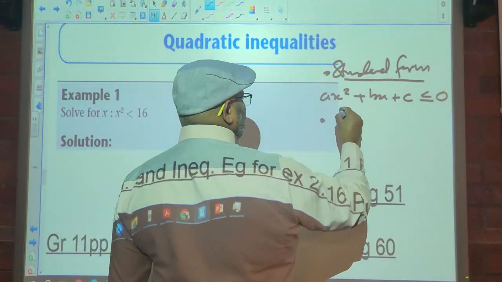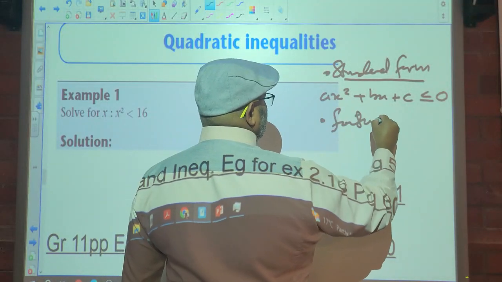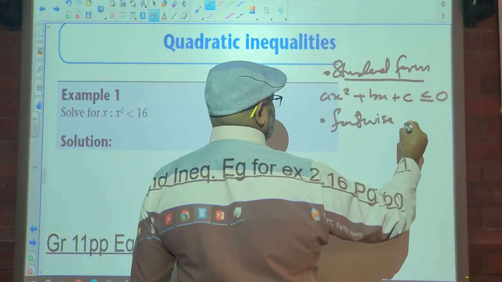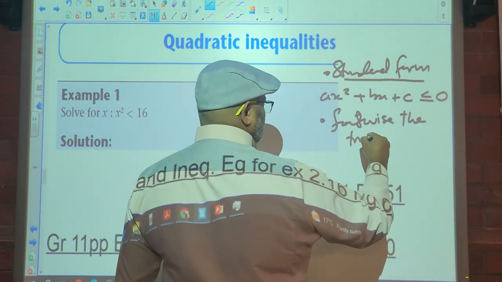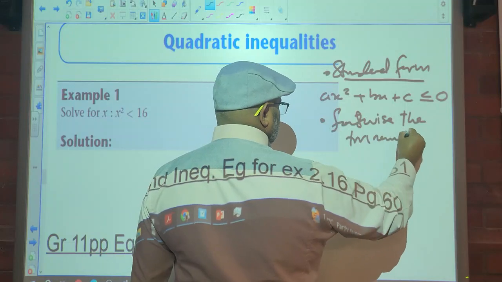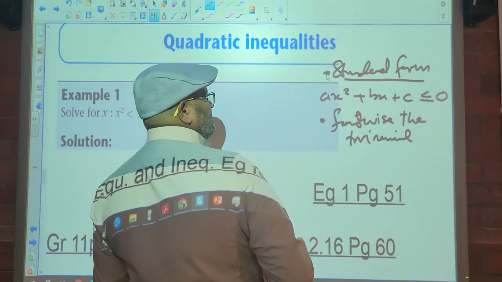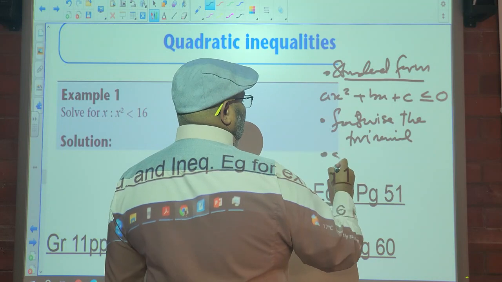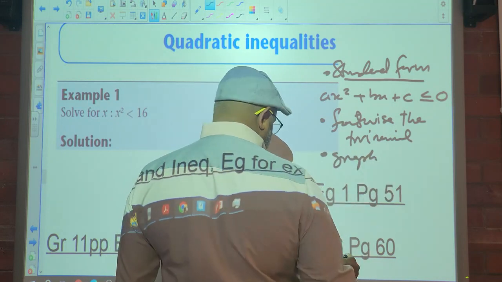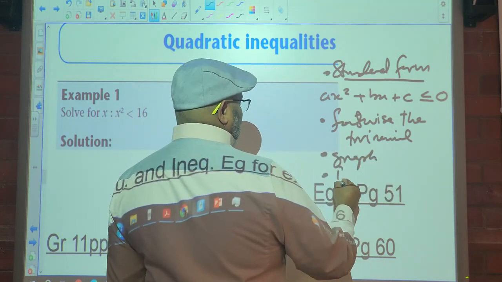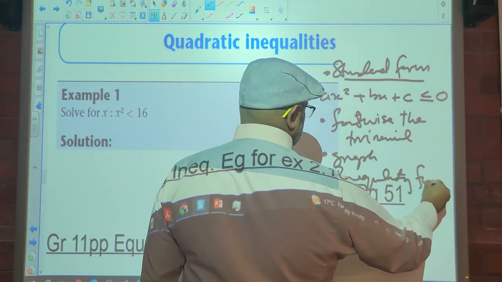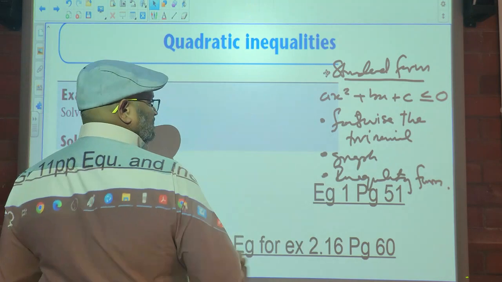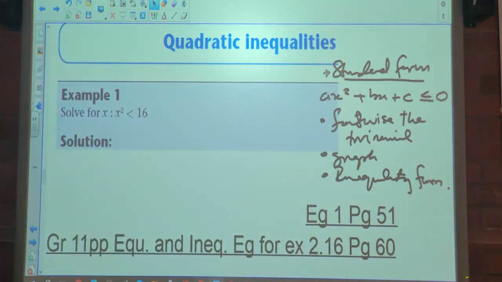Then we factorize the trinomial. And then we graph the solution, and then you write it in inequality form. For those of you following steps, that's the steps you will be following.